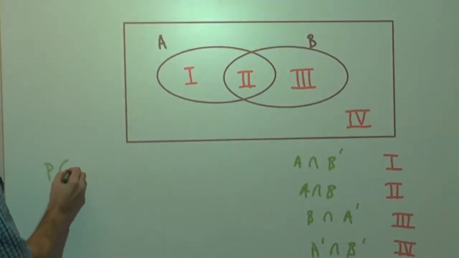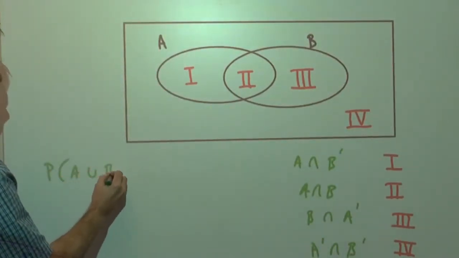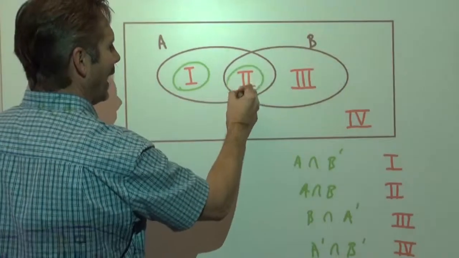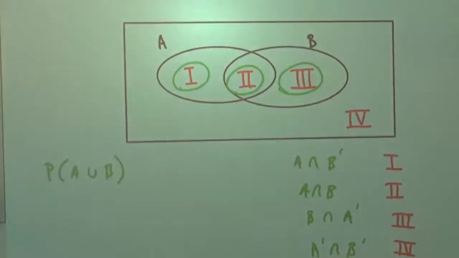Now if we said what's the probability of A or B happening, then remember that's made up of any region where you are in A or you're in B or you're in both. So this would actually be 3 out of the 4 regions.